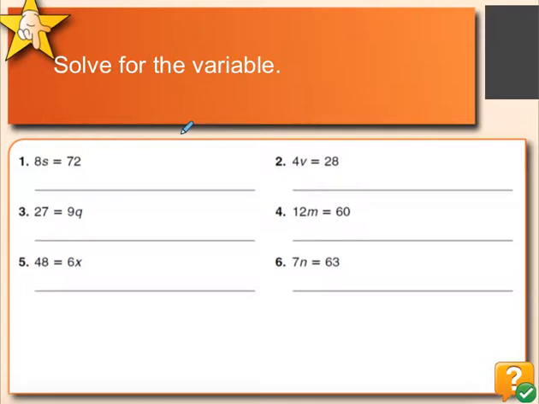So if we have 8s equals 72, that means I have taken s, multiplied by 8, and gotten 72. Well, to figure out what is s, I need to undo the multiplication, which its inverse is division. So I divide by 8 on each side to get s equals 9. I could continue with number 2 and say 4 times v, so I need to divide by 4 and get v equals 7. We can do that all the way across this page, dividing by what has been multiplied.